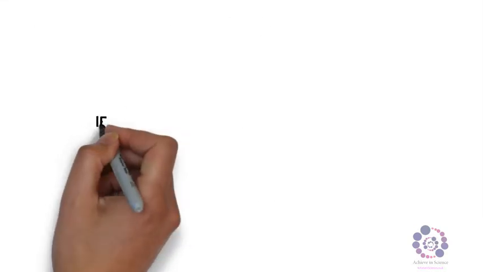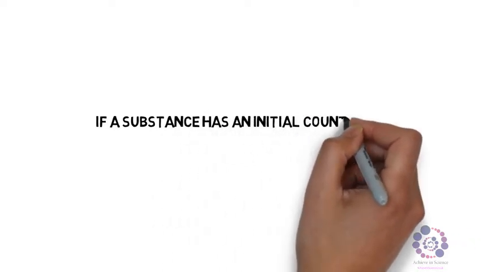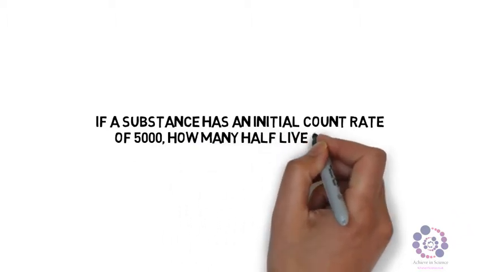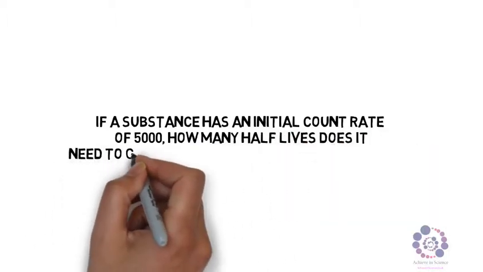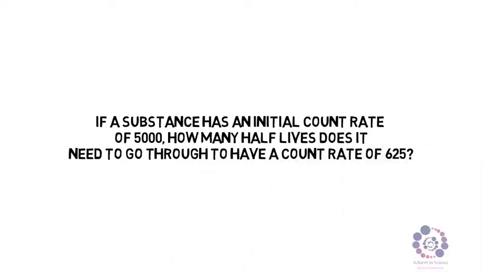Now let's look at a question. If a substance has an initial count rate of 5,000, how many half-lives does it need to go through in order to have a count rate of 625? Write out what you know from the question.